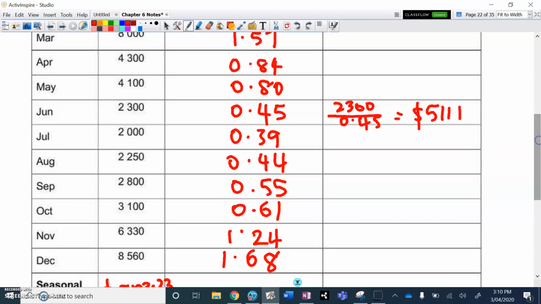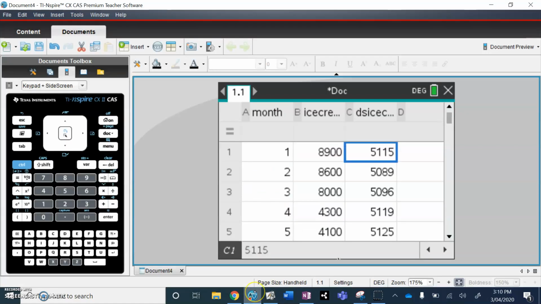Once you get those 12 deseasonalised figures, you would then need to put them into your calculator. So you can see I've got a column there in my spreadsheet. First one's month, the second one is the ice cream sales, and the third one is the figures that I've just calculated there for the deseasonalised ice cream sales.